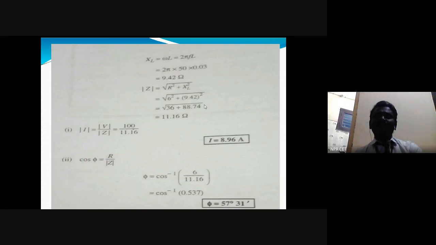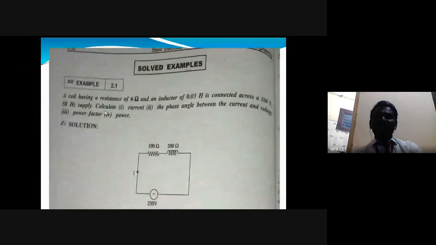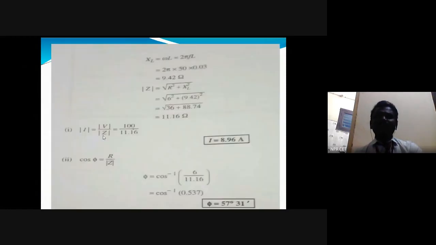Similarly, you can calculate the impedance. The supply voltage is 100 volts, and with the impedance calculated, V by Z gives the current as 8.96 ampere. Similarly, you can calculate the power factor, cos phi equal to R by Z. So phi is equal to cos inverse of R by Z, with R equal to 6 and impedance Z equal to 11.6. After substituting, calculate the phi value, and finally the cos value. So cos phi is equal to 0.537 lagging.